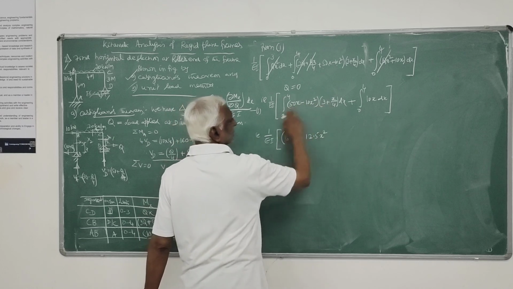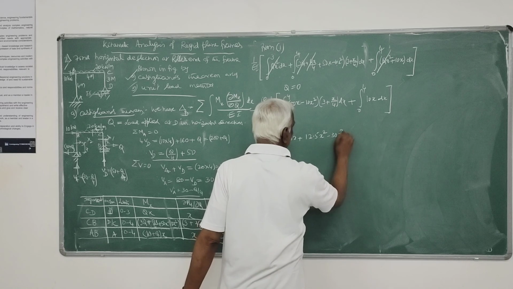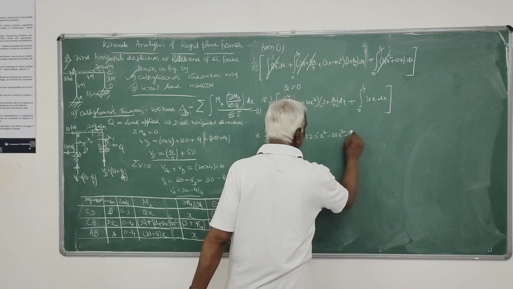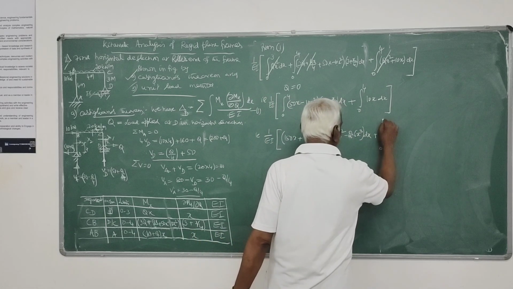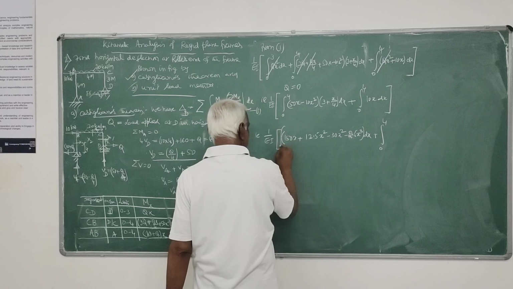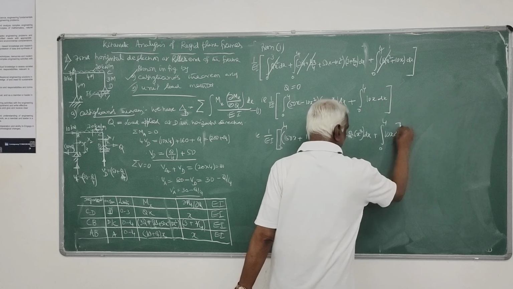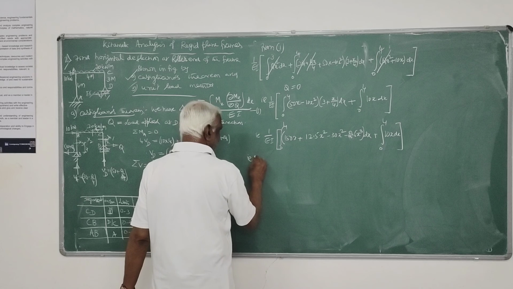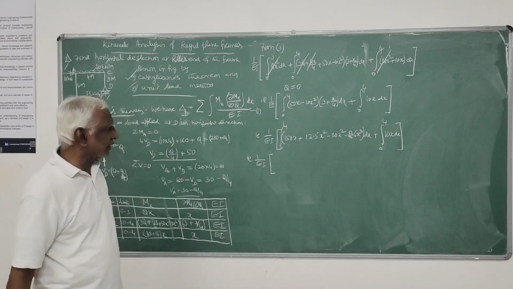This I multiply. Then this is minus 30 x square. Then this is minus 2.5 x cube dx. Then here plus integral 0 to 4 of 10x dx. I am indicating all these steps so that there won't be any confusion or mistake in our integration work.